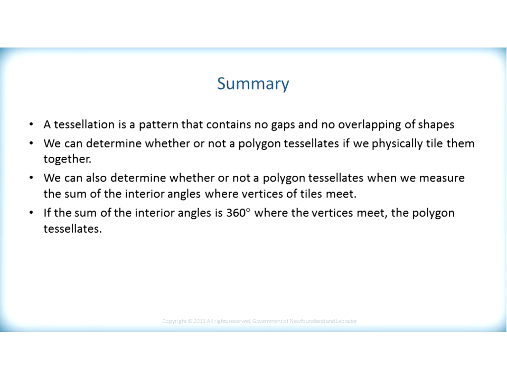So to summarize this section, a tessellation is a pattern that contains no gaps and no overlapping of shapes. We can determine whether or not a polygon tessellates if we physically tile them together. If you look at the side of your school or the side of a building that's made of brick, there is a tiling pattern there. It is a tessellation. We can also determine whether or not a polygon tessellates when we measure the sum of the interior angles where vertices of tiles meet. And when we do that, if the sum of the interior angles is 360 degrees where the vertices meet, the polygon will tessellate.